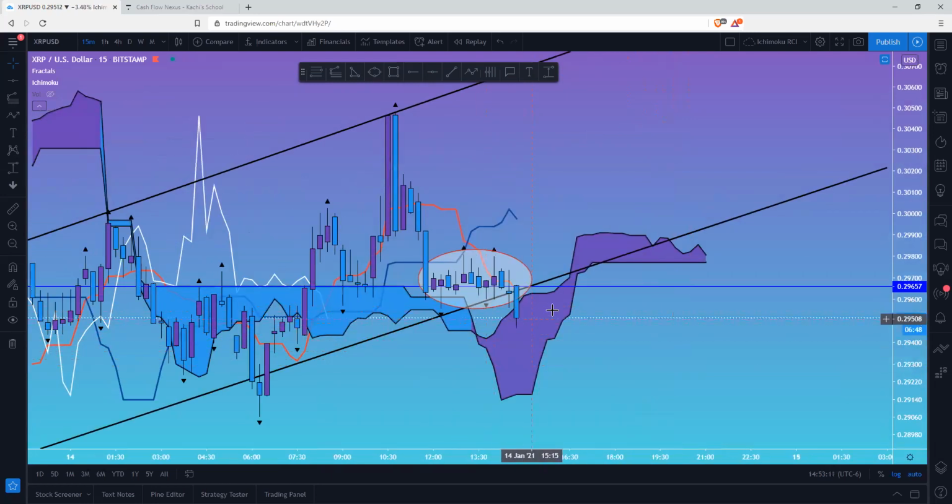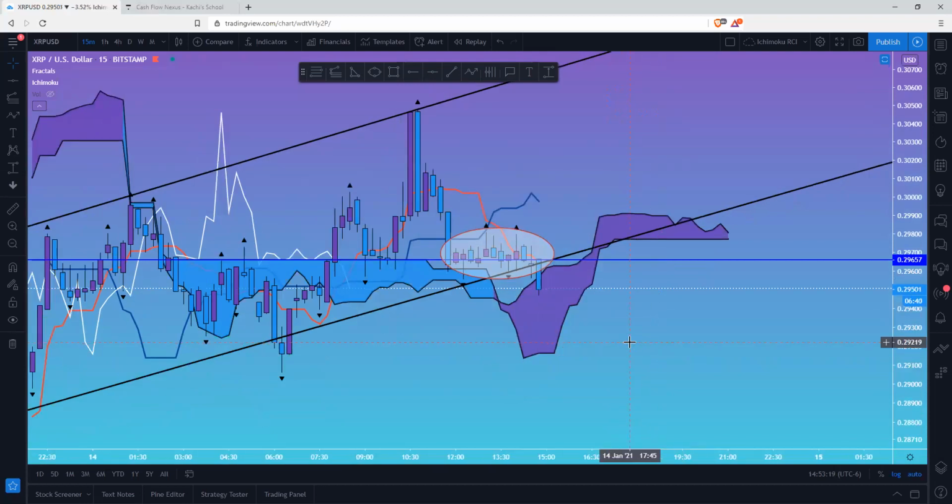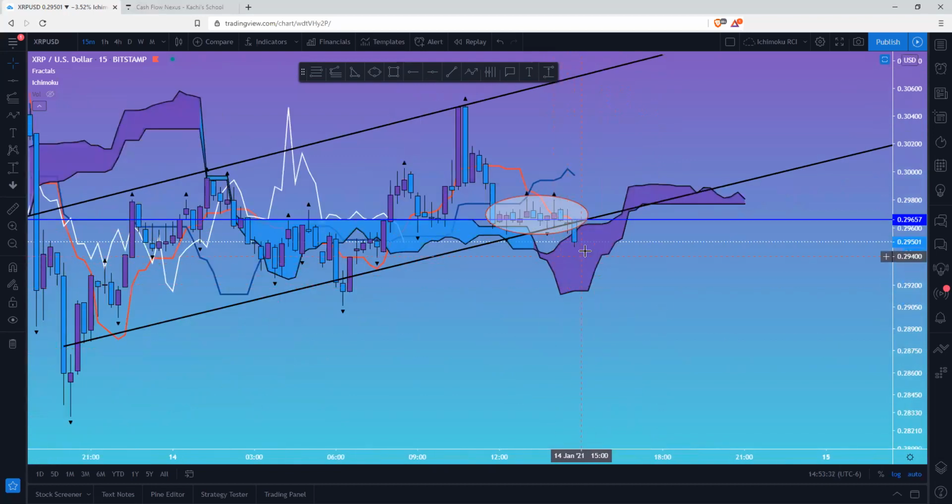And so what does this cloud represent? It represents a bull market. But what could it also act as? Support. Yes, that's it. It could also act as support, so we could still bounce to the upside from here. Yeah, do a Kumo bounce.